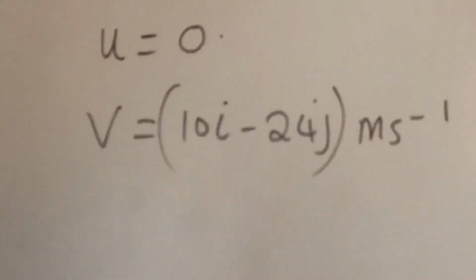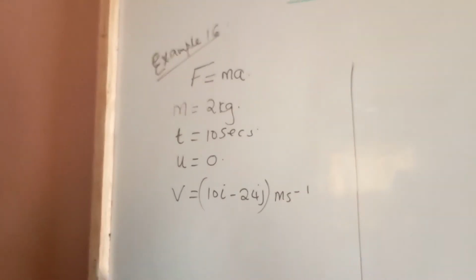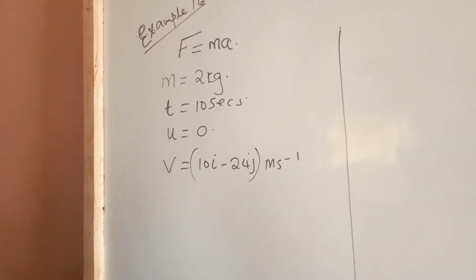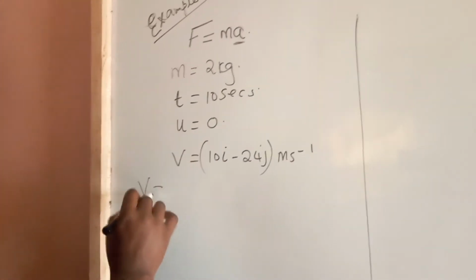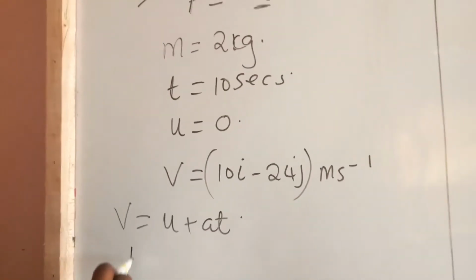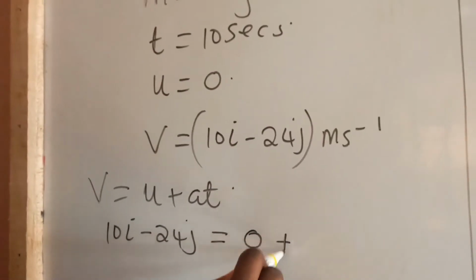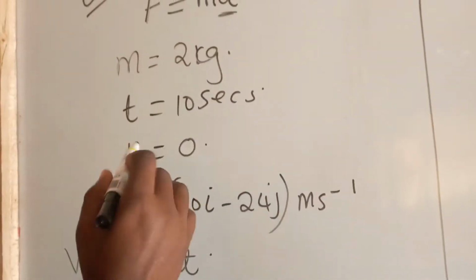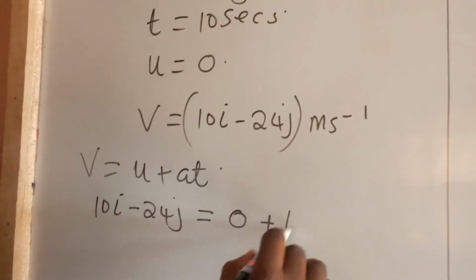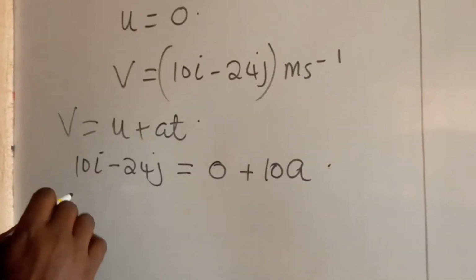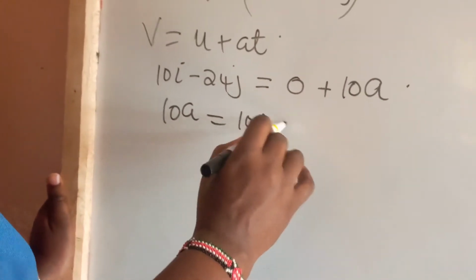Find F. Now, we don't have F, we have the mass, we have the t, we have the initial velocity, and we have the final velocity. So what don't we have? Of course, we don't have the acceleration. So from the arrangement v equals u plus at, we have 10i minus 24j is going to be equal to 0, which is u, plus at, where t is 10 seconds. We have 10a. At this particular point, it is very clear that 10a, where a is the acceleration and 10 is the time, is 10i minus 24j.